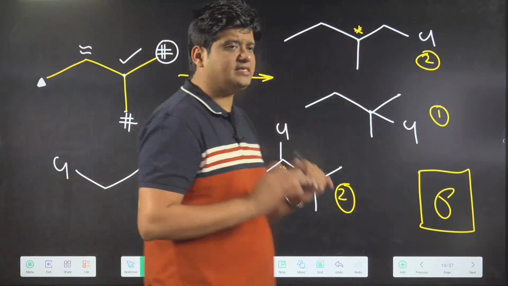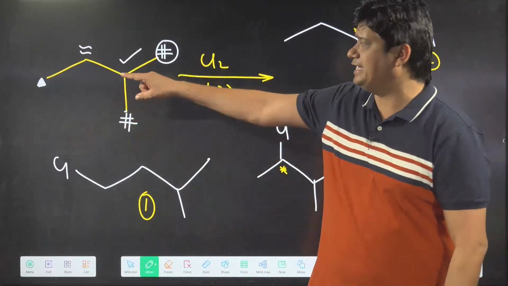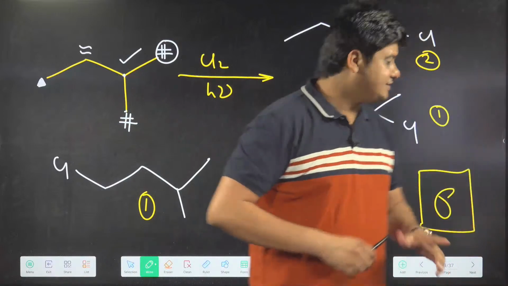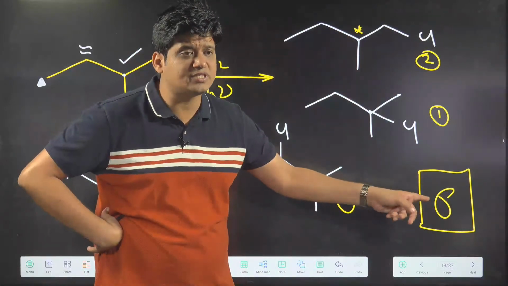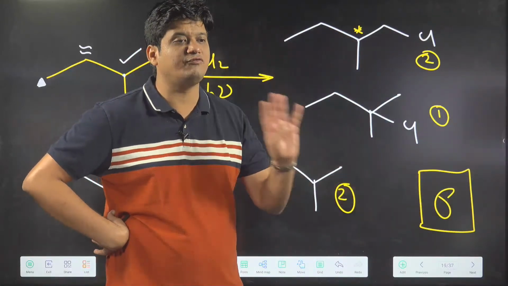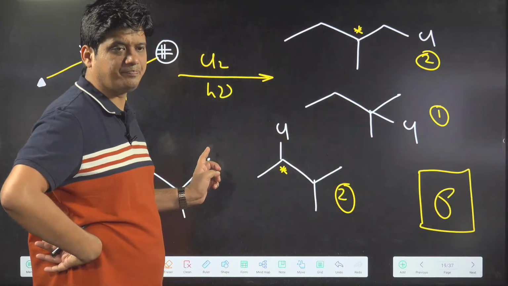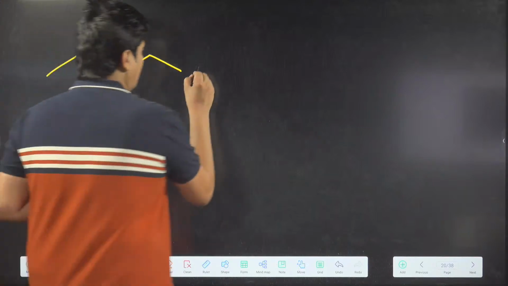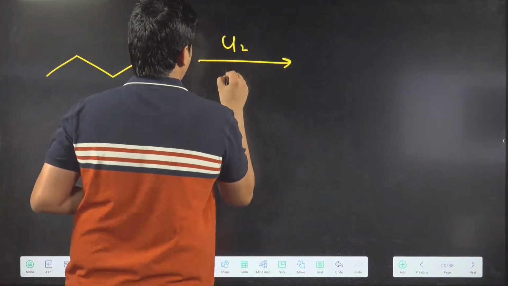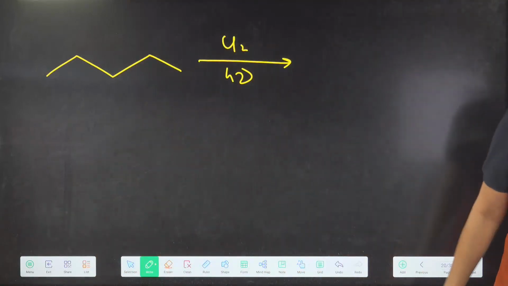Third question: let's say they are asking how many monochloro products are formed for isopentane, and 6 is not there in the options. Then what will you tick? You will tick 4, which means at that time you are considering structural isomers only. Clear or not? So let's solve this question. Now I am taking normal pentane. Solve how many monochloro products are possible.